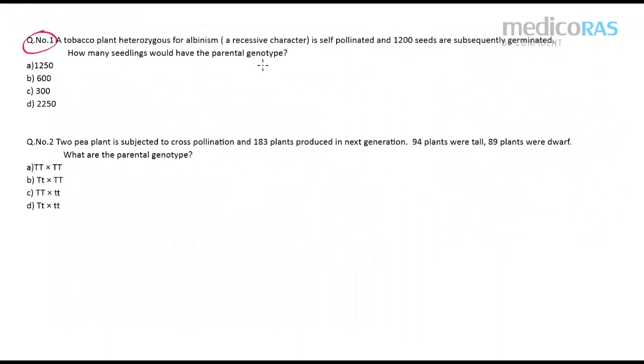Question number 1. You can see here they mention that a tobacco plant is heterozygous, and for albinism the character is recessive. After self-pollination, that heterozygous plant gives 1200 seeds. Subsequently, they are germinated. Then they are asking how many seedlings will have the parental genotype. So what they are asking is that we have to go for self-pollination first, and the plant is heterozygous.